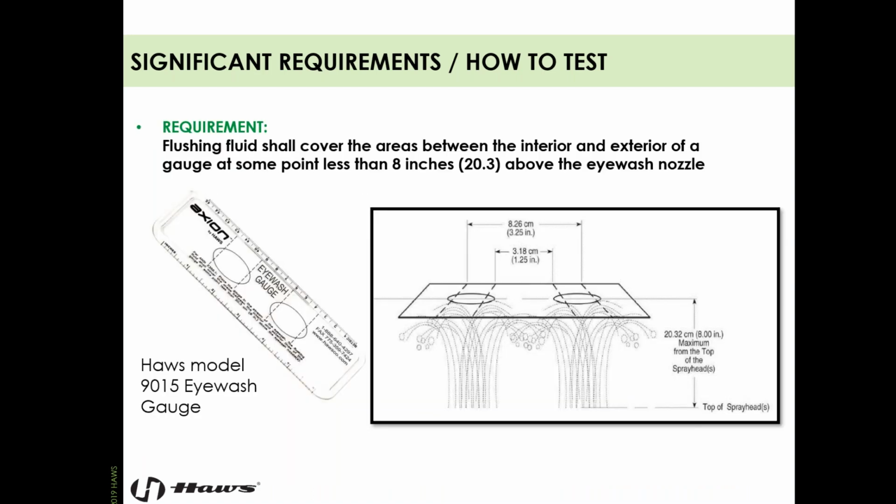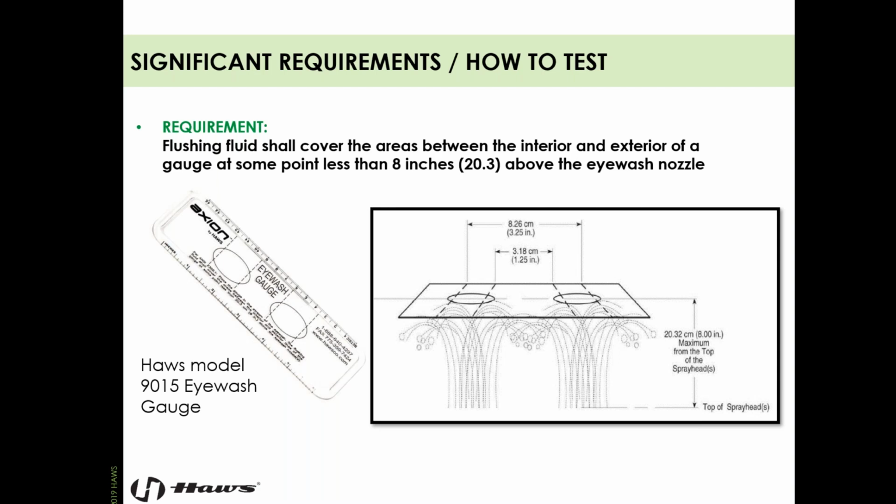Now, the eye wash gauge, I mentioned it earlier. The requirement here is that the flushing fluid from the eye wash or eye face wash, since an eye face wash includes 2 streams for your eyes as well, needs to meet the areas between the interior and exterior of a gauge at some point less than 8 inches above the eye wash nozzle.